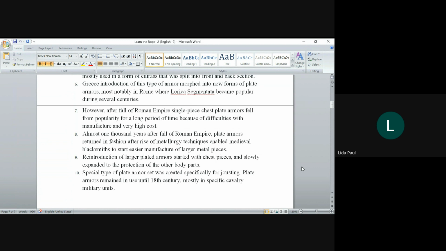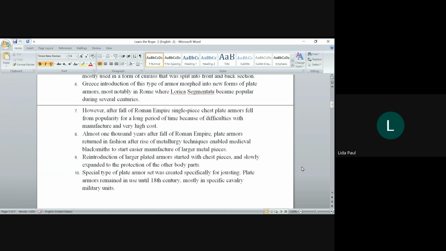Blacksmiths to start easier manufacture of larger metal pieces. Anything? Larger. Larger is no. It is describing metal. Metal is what? Metal is a noun, right? So then what is larger? Actually, it's metal pieces. Adjective, right? And also see it has the ER suffix, that's the universal marker for comparative adjective. Larger metal pieces. Okay.